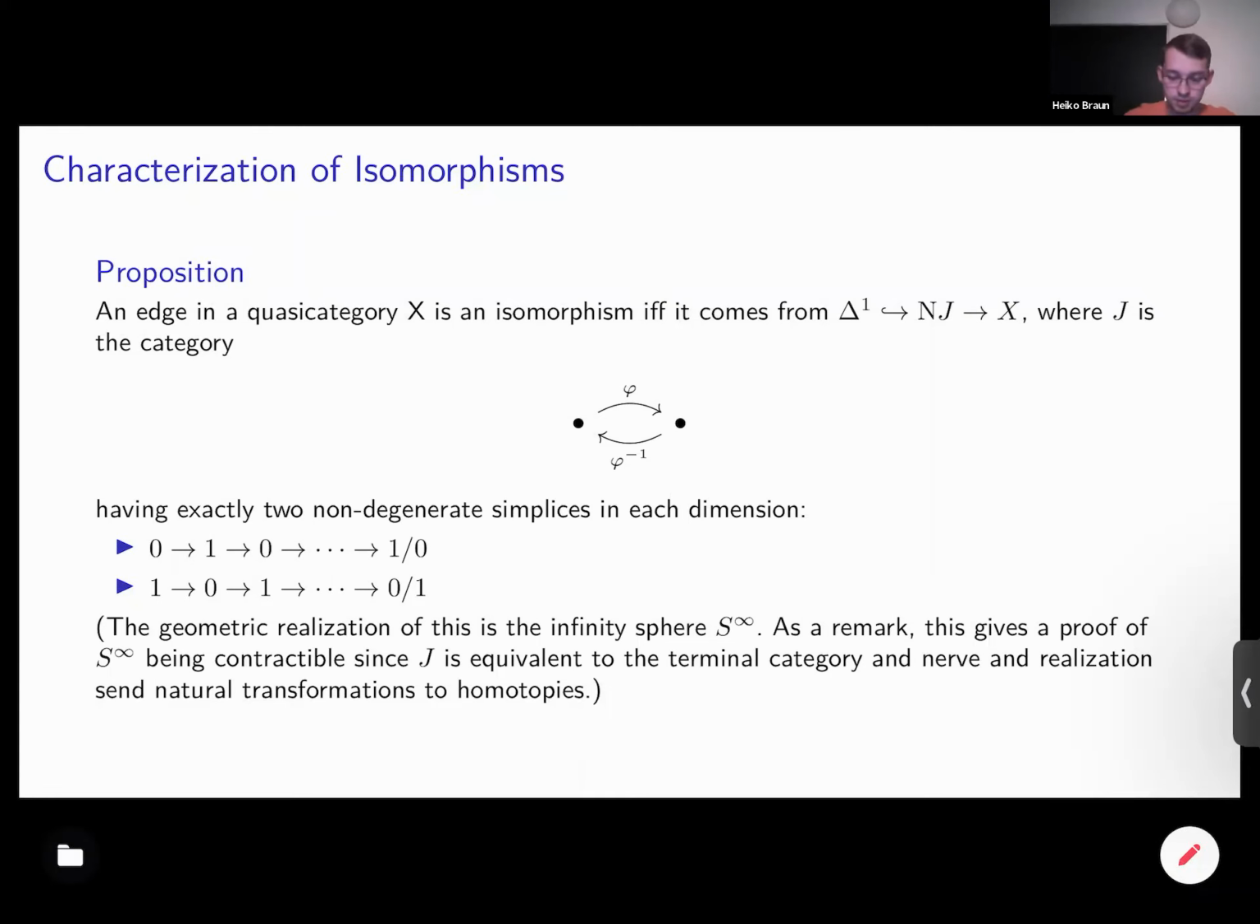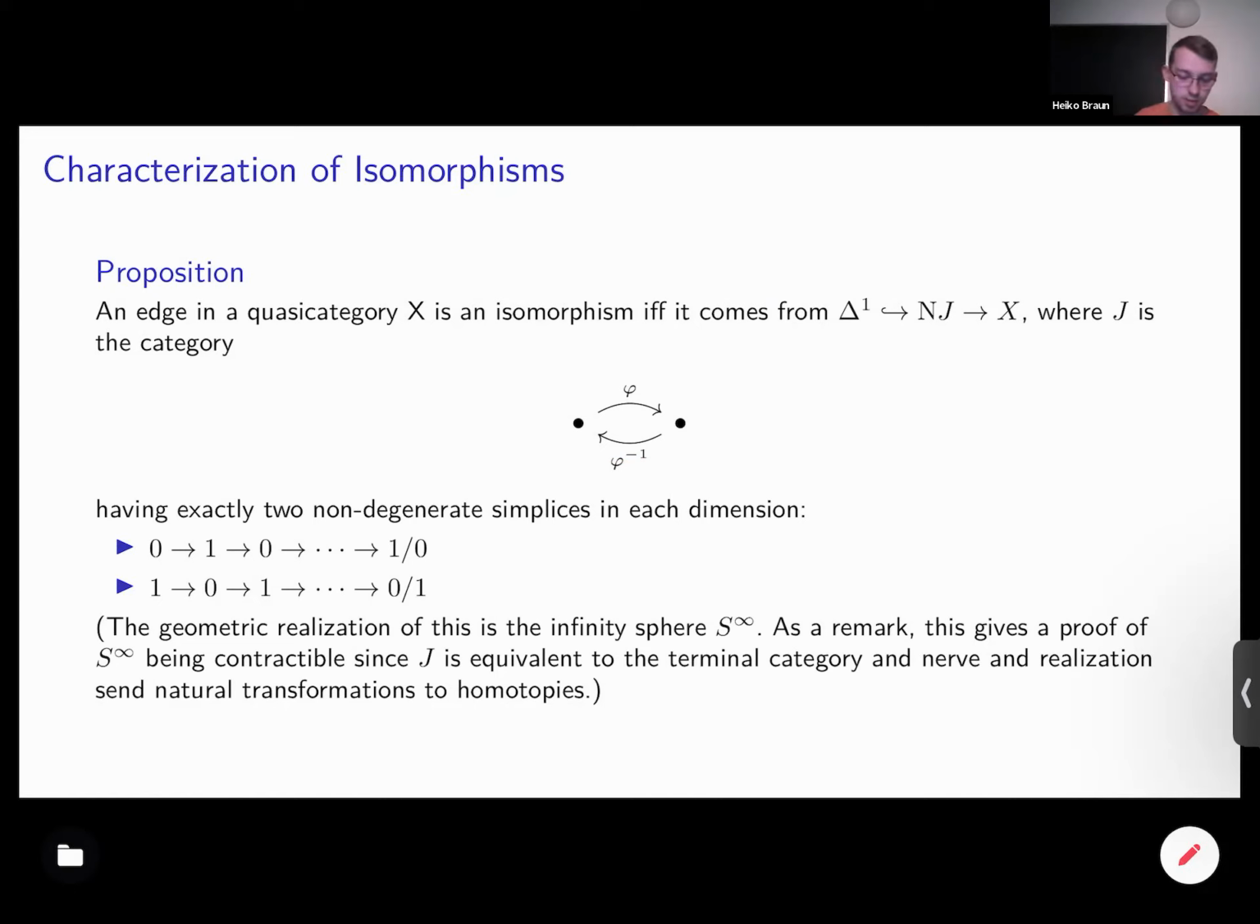And this category being contractible is essentially the condition that if you think of natural transformations as homotopies, which is possible, then it's contractible in categories. So this is a rather slick proof, if you know the theory of the nerves and so on, that the infinity sphere is contractible. Interesting, but it's not too important for the theorem.